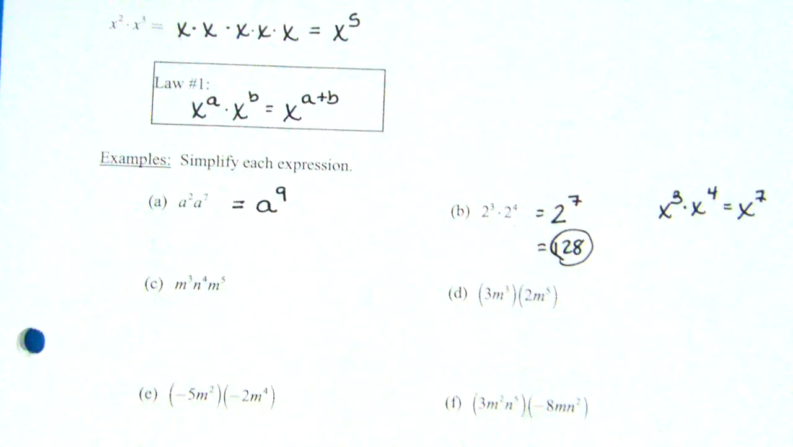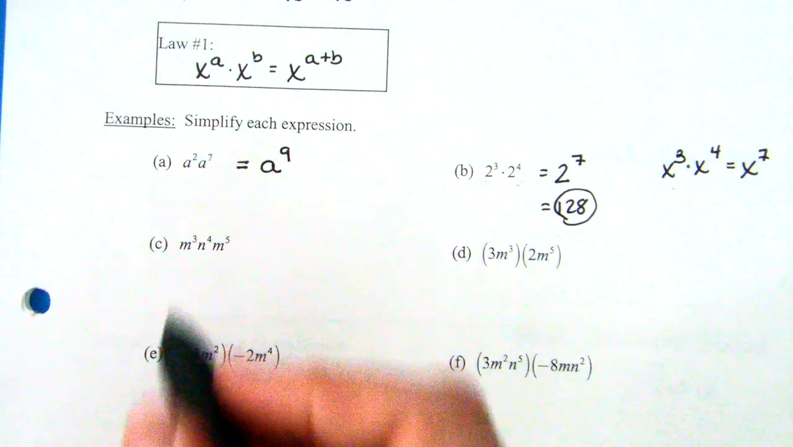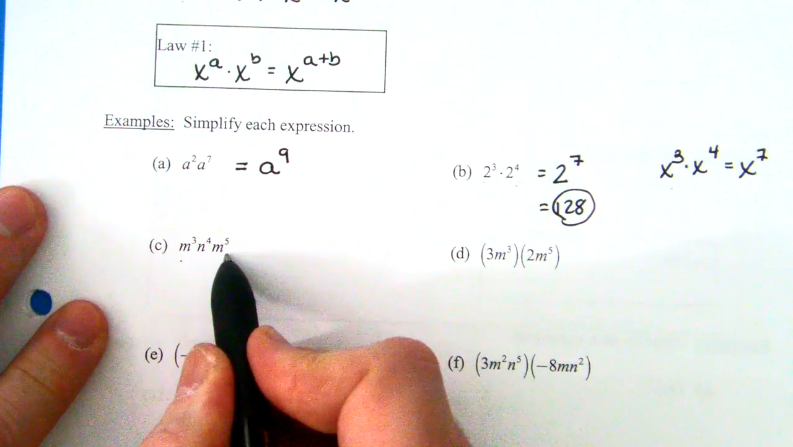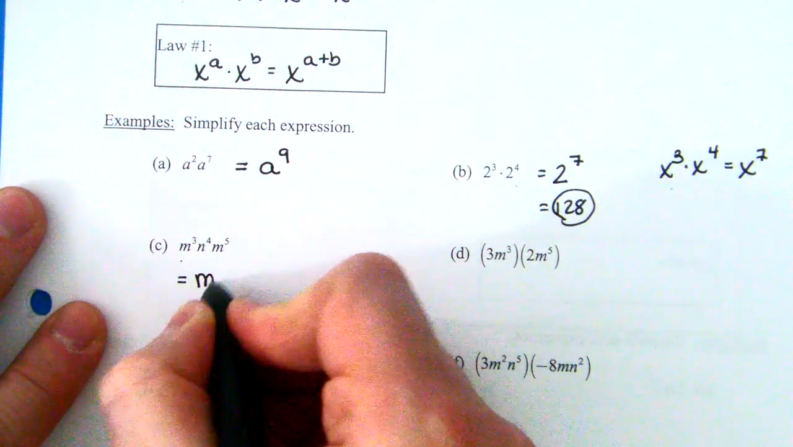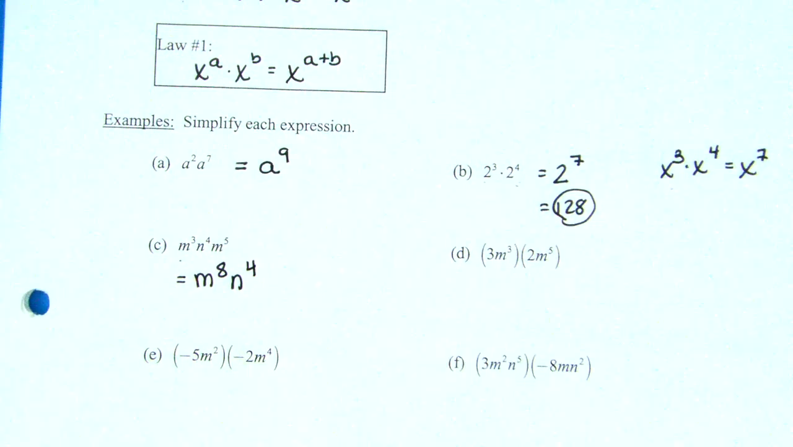Letter C. See what you can do in letter C. I think I'm going to multiply m to the 3rd times m to the 5th, and that's going to give me m to the 8th. The n to the 4th will just stay by itself, so m to the 8th times n to the 4th.